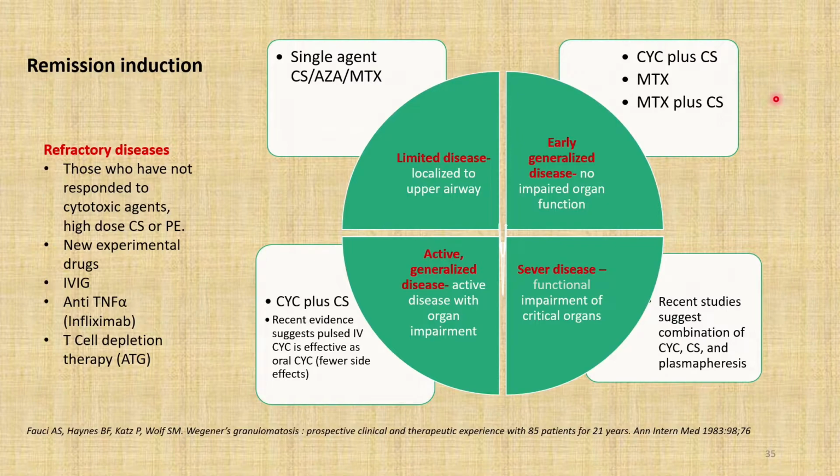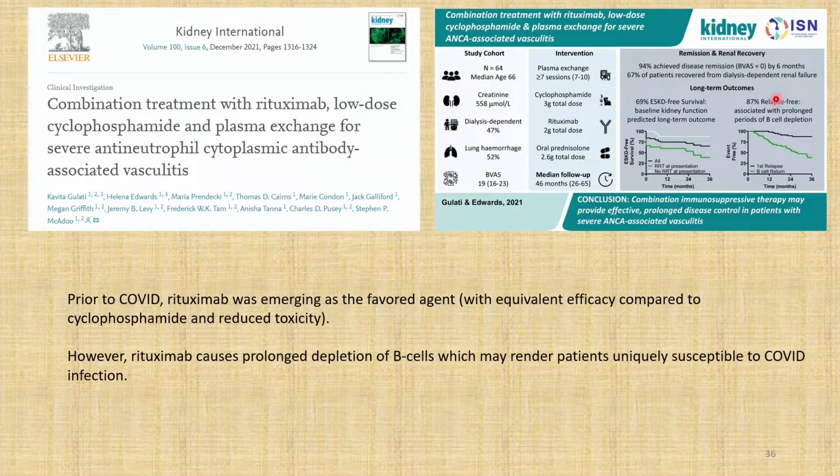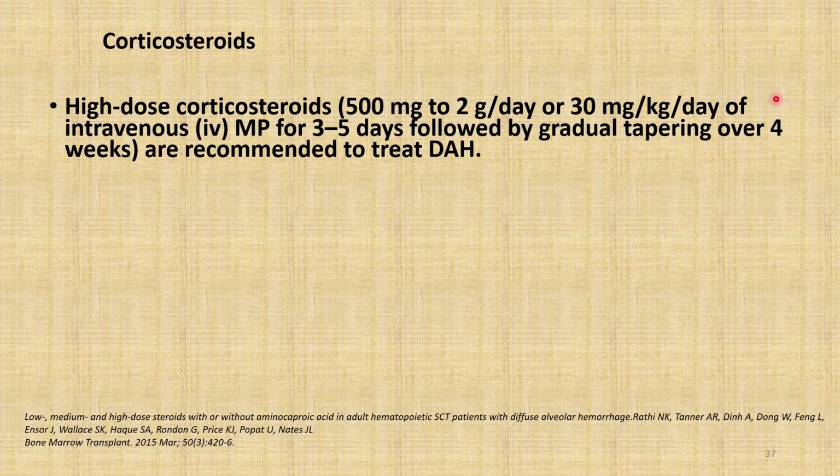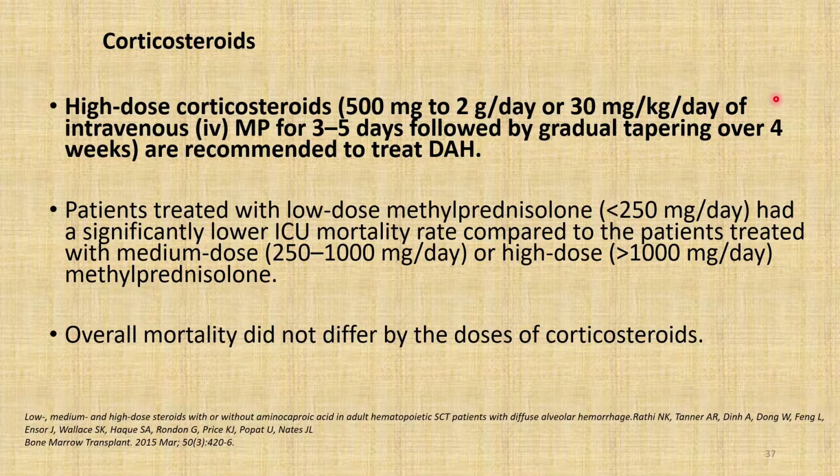And there are refractory diseases, where the usual therapies will not work. In that case, there are IVIG, infliximab or TNF-alpha, and T-cell depletion therapy. So this is the study on this combination therapy. Nowadays, it's controversial to use rituximab because we know that it causes severe COVID pneumonia. So for corticosteroids, they recommend using high standard doses for 3 to 5 days pulsing and gradual tapering. But at the same time, there are studies on low doses, and they say that the overall mortality did not differ.